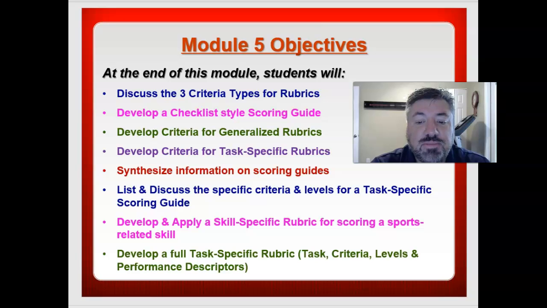You will develop and apply a skill-specific rubric or scoring guide for a sports-related skill. This could be a locomotor or manipulative skill. And you will develop a full task-specific rubric that will have your task, your important or critical criteria, your levels of performance, and we will include performance descriptors to round out the rubric style scoring guide.